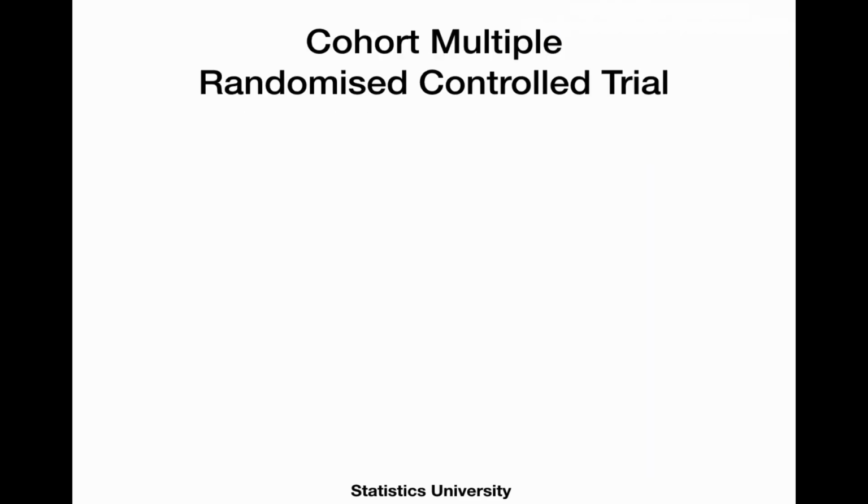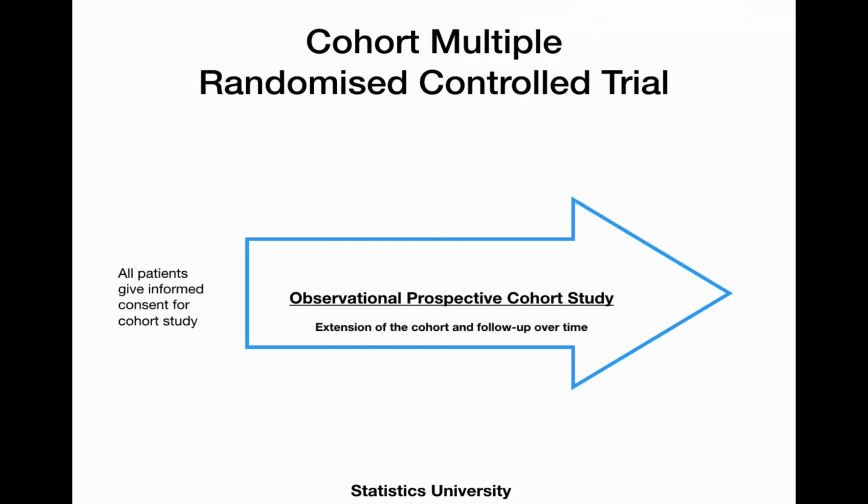Now, cohort multiple randomized controlled trials are yet another form of trial design. We start with an observational prospective cohort study in which we include patients with a certain disease. And we keep extending that cohort over time and follow each patient up. And all patients give informed consent for that cohort study.